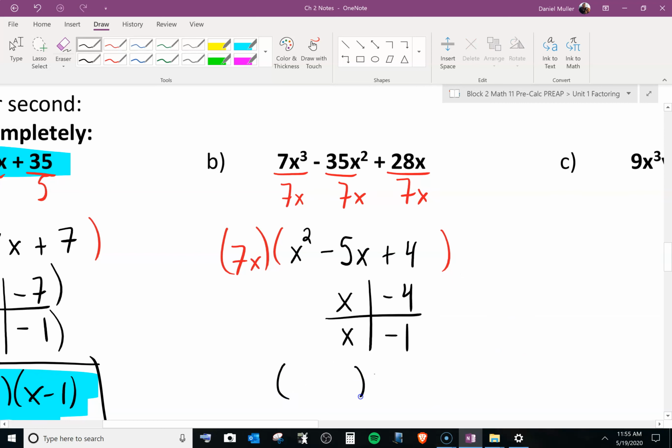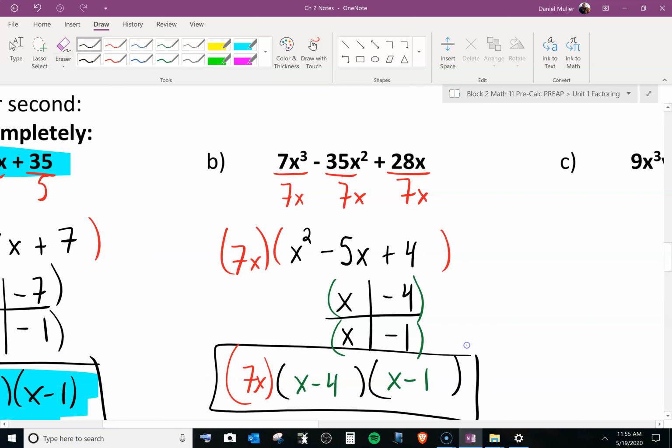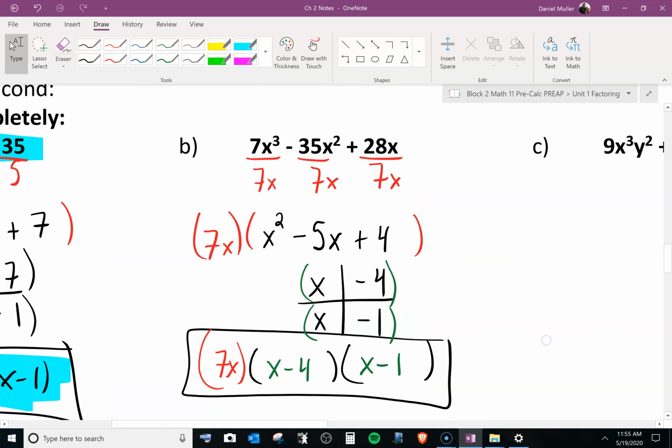Therefore, my answer is going to be x minus 4, x minus 1, as well as I got to carry that 7x down below. Now you can notice I put that 7x in brackets. You do not need to do that, but you can. This is now considered fully factored.